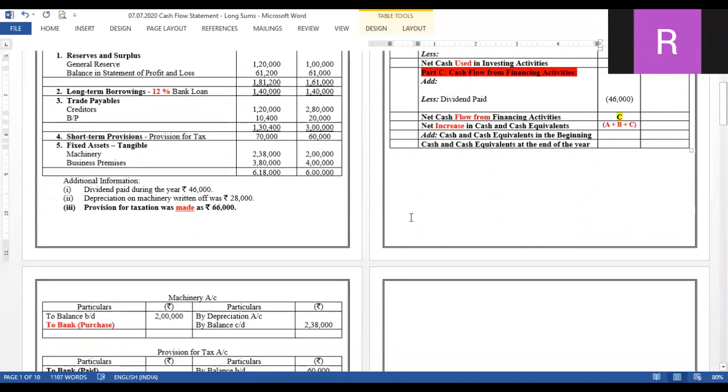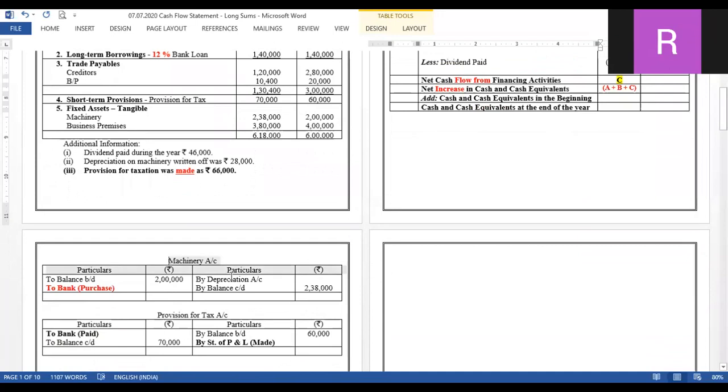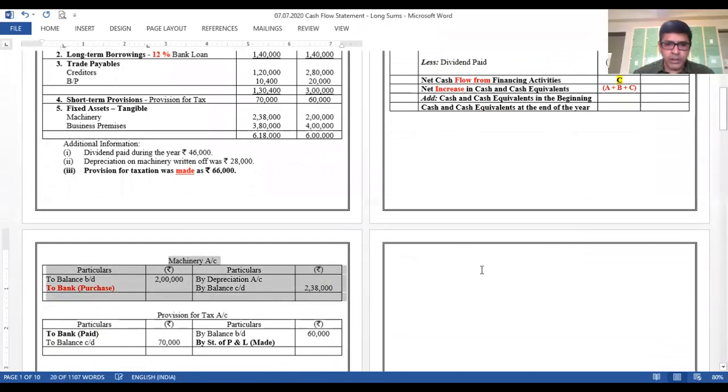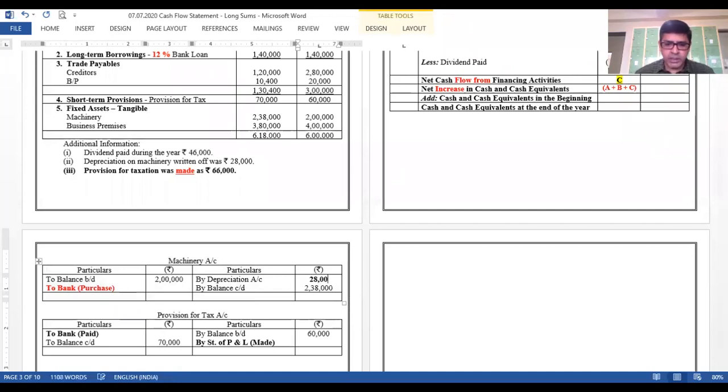Sir, we'll prepare the ledger. Yes, we have the machinery account with us, wherein I have already recorded the opening and the closing balance. Opening is 2 lakh, closing is 238. Depreciation, we can see that it is always credited in the account. So 28,000 will be credited over here. Yes sir. Okay, so get me the total please of this account on the credit side. 2,66,000. Okay, 266 is right.